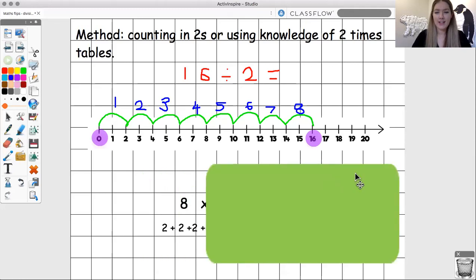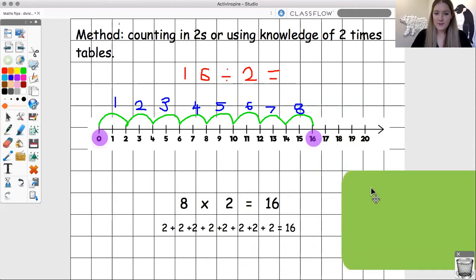Okay, well done if you gave that a try. So that means if there are 8 lots of 2 in 16, 8 times 2 equals 16. 8 lots of 2 in 16. Now that is our multiplication number sentence. And underneath we can see this as repeated addition.